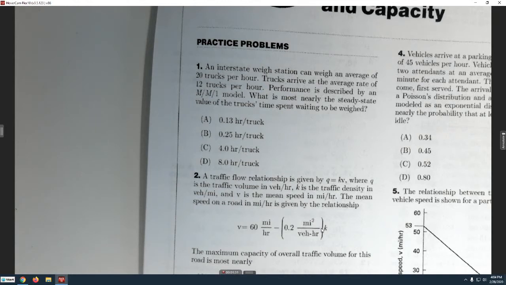chapter 48, planning and capacity, the first one: an interstate weigh station can weigh an average of trucks arriving. The arrival rate is given, the departure rate is given, and performance is described as an M/M/1 model. What is most nearly the steady state value of the truck's time spent waiting? So this one is a queuing system.